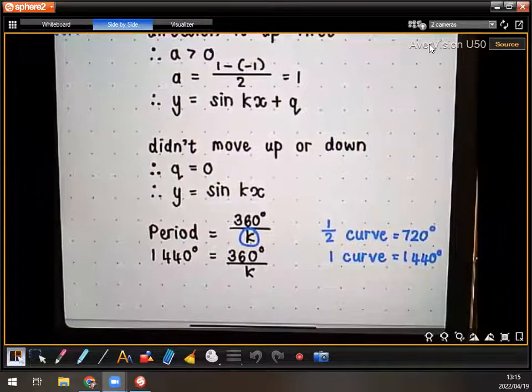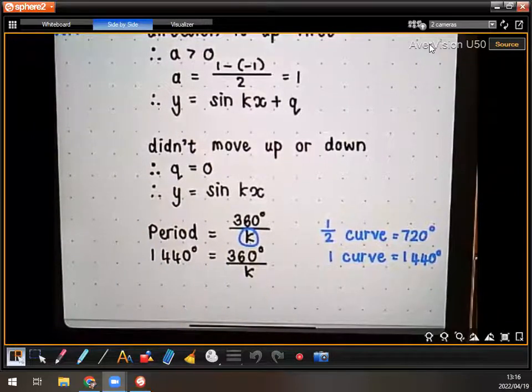Well, I wrote these as well. Okay, the period is 360 over K. So this is the formula that you need to remember, guys. You're actually going to use this as a formula to find K, all right? The normal period of your graph divided by whatever the K value is.